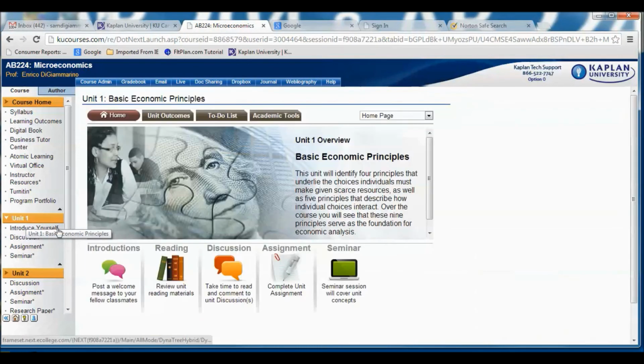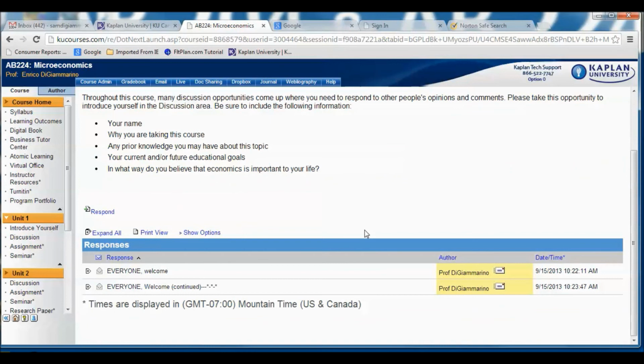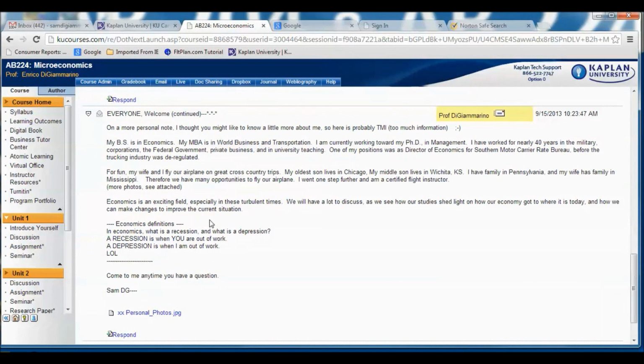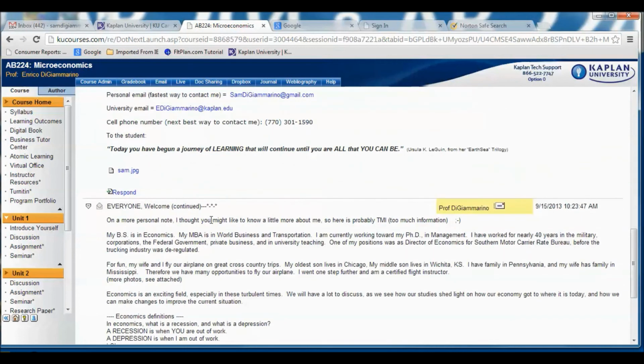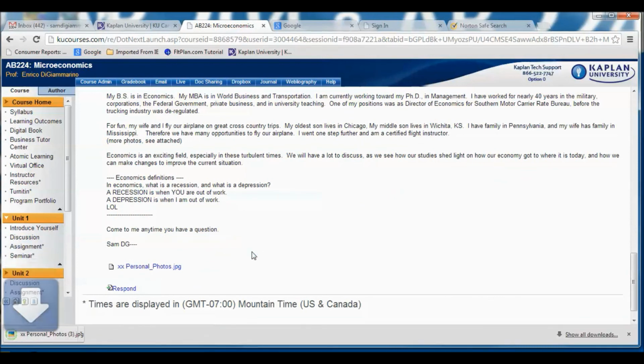Go back here, and one of the things we have in Unit 1 is introductions. When you go into the introductions, as you scroll down, you're going to see that I've already posted, and you're going to see that in the discussion area too. You want to go ahead and post your introduction. Tell us a little bit about yourself, where you're from, and all that. I've got 2 posts here, and I've included some photographs. You may well find that you want to include a photograph also.